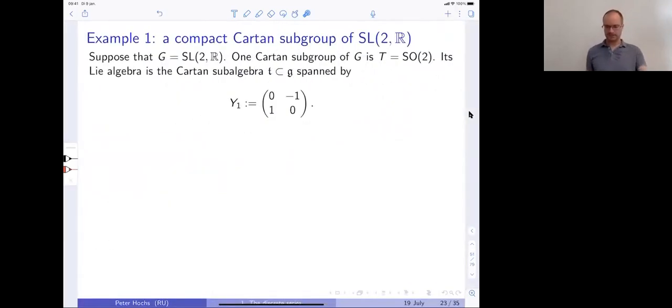So some examples. SL(2,R). For SL(2,R), there are two conjugacy classes of Cartan subgroups, a compact one and a non-compact one.